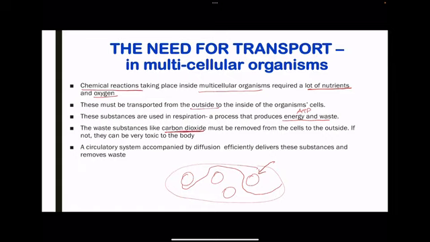These waste substances include carbon dioxide, and if they are not removed from the cell, they could be toxic for the body. Now, to solve this, the circulatory system is accompanied by diffusion to efficiently deliver these substances as well as to remove waste from the organs. Like I say, there are systems that are going to distribute these nutrients. However, diffusion is going to help in the distribution closer to the cells within the organs.